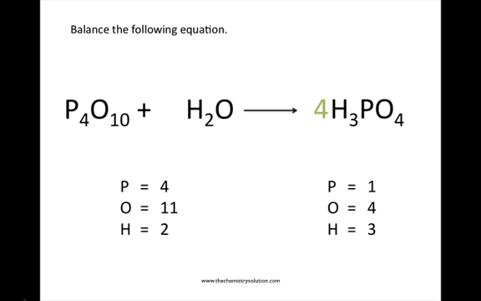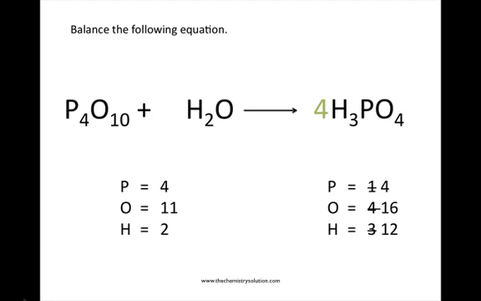Because I have 4 phosphorus atoms on my reactant side, I know that I need 4 phosphorus atoms on my product side. And because I can't change the subscripts of any atom, I have to add my 4 as a coefficient in front of the molecule H3PO4. By adding 4 as my coefficient in front of H3PO4, I have not only changed the number of phosphorus atoms I have, but I've also changed the number of oxygen atoms and hydrogen atoms.